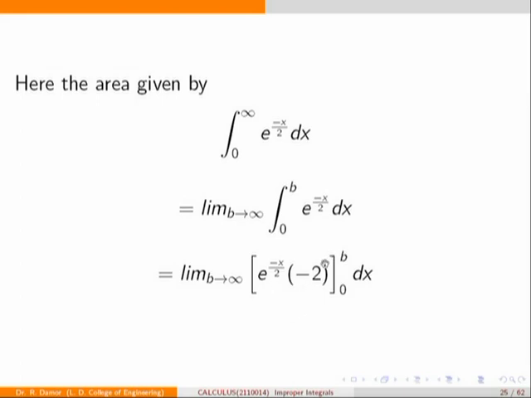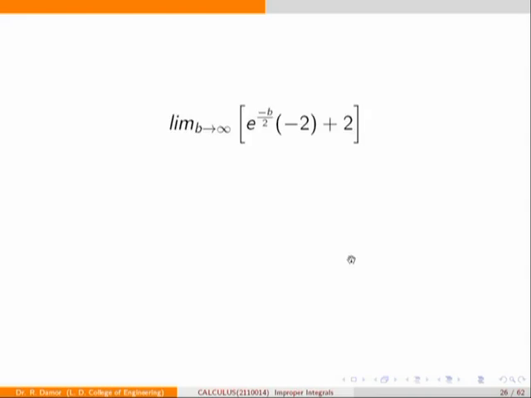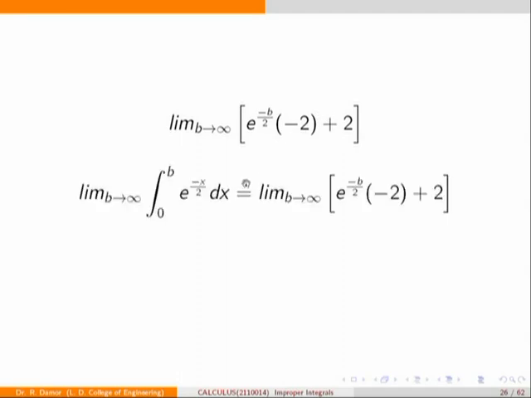So 2 goes to the numerator. So this is minus twice e raised to minus x by 2, from 0 to b. Okay, see this. So I can put down this limit 0 to b. So for this, e raised to minus b by 2 into minus 2, minus minus plus, and e raised to 0 is 1, so this is equal to 2. Now say that limit b tends to infinity of e raised to minus b by 2. Whenever b tends to infinity, e raised to b tends to infinity, but e raised to minus b, that is 1 upon e raised to b, tends to 0. So this is equal to 2.